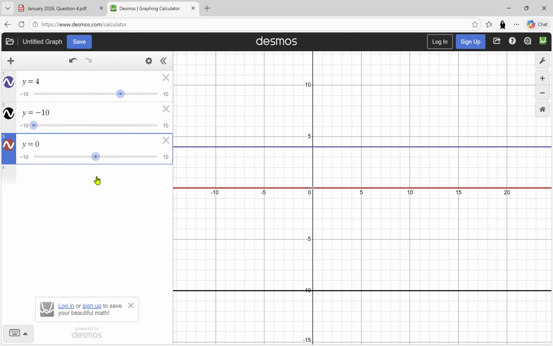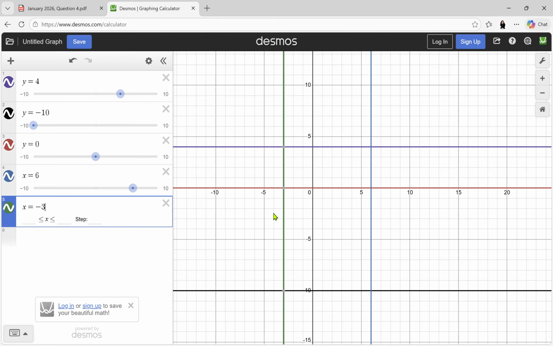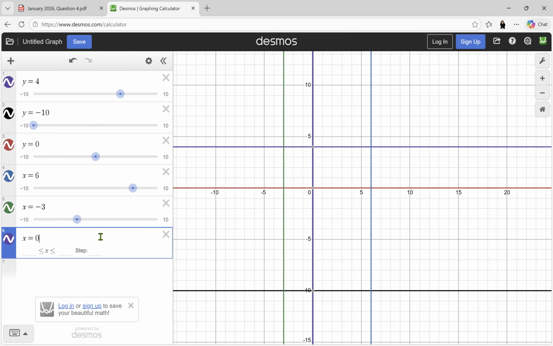Now, the other one that we looked at is when you have a vertical line, right? The equation of a vertical line is simply x is equal to a value. So x is equal to 6, for instance, will be a vertical line passing through the point (6, 0) on the x-axis. Or let's say x is equal to negative 3. It's a vertical line passing through the point (-3, 0). And finally, x is equal to 0 is the y-axis.